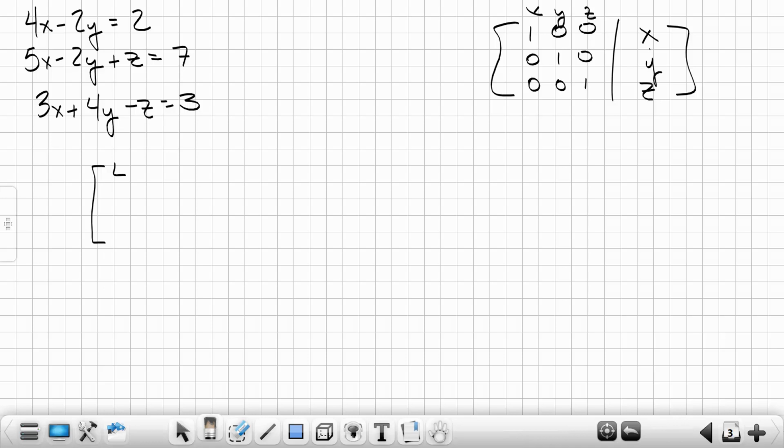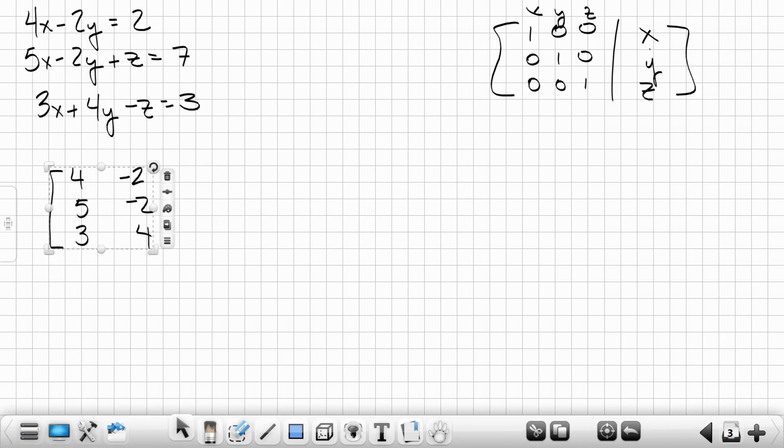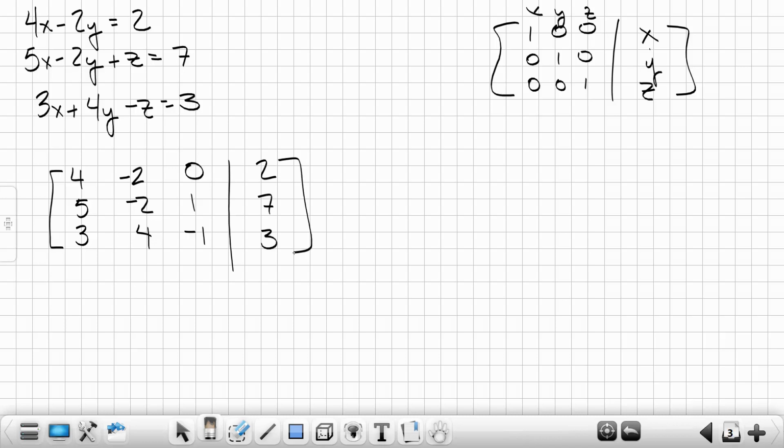Okay. So we've got 4, 5, 3. That's my x value, x value, x value. Then -2, -2, 4. Those are my y's. Then, be careful: 0, 1, -1.